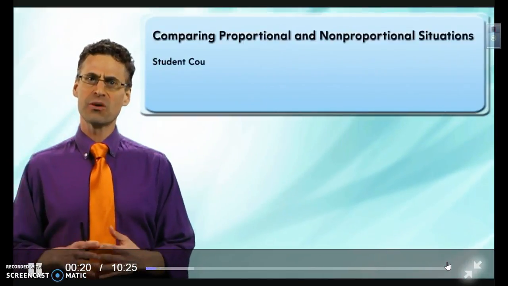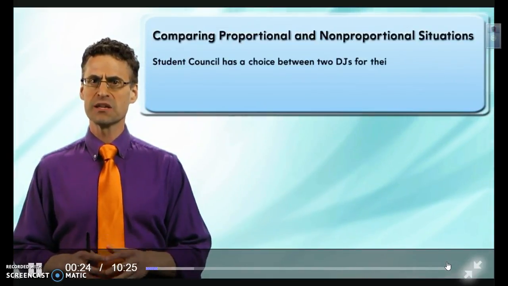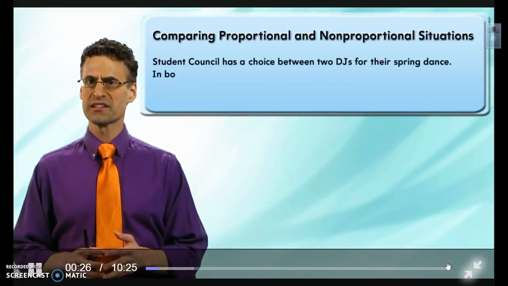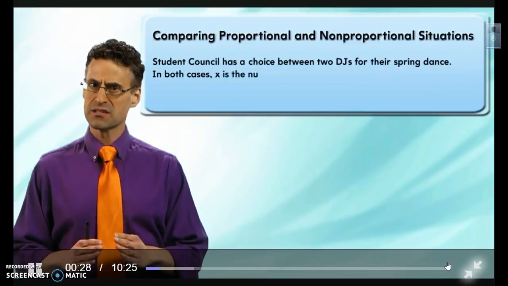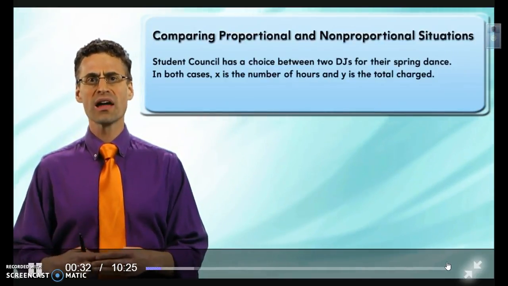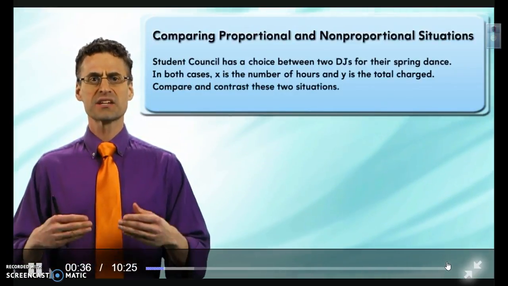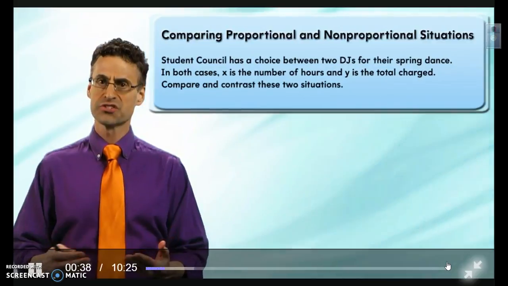There's lots of different types of relationships. Some are proportional and some are not proportional. Let's take a look at a couple of real-world examples where we can try to analyze what we have. Okay, so the first thing I want us to think about is that student council has a choice between 2 DJs for their spring dance. In both cases, X is the number of hours and Y is the total charge by the DJ. Let's compare and contrast the 2 situations.